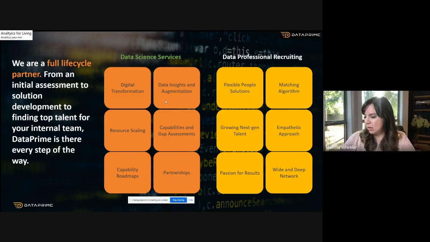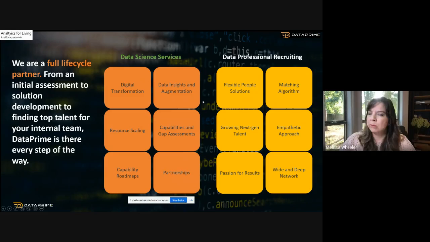And there is a really big need to have people come in as data professionals, data analytics. And this slide here gives you a little information about the services that we provide at Data Prime. We have a full platform to invite data professionals to come in and understand what a data scientist does. And there are assessments, there are different resources within the platform, and I'll invite people to come in to dataprime.ai. Data Science Services provides digital transformation from start to finish for companies. They do resource scaling and data insights and augmentation. And they also review capabilities and gap assessments, like I mentioned.